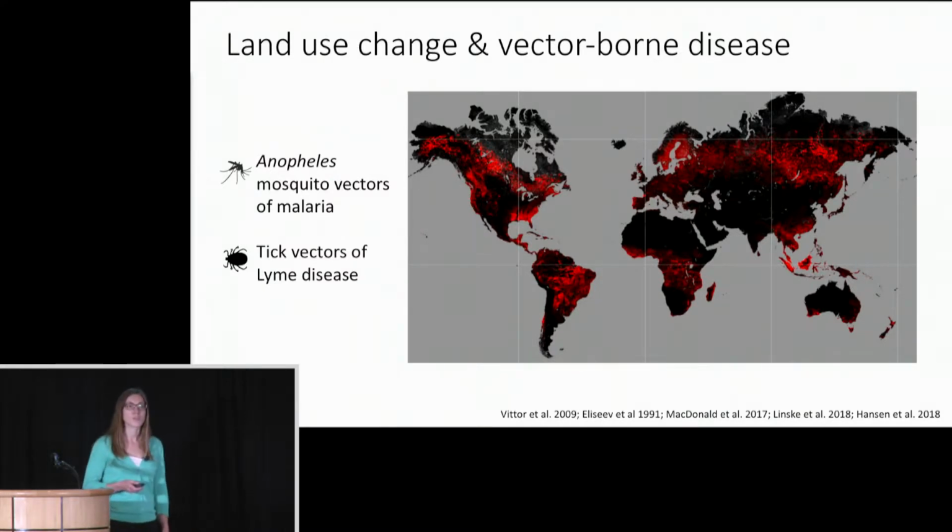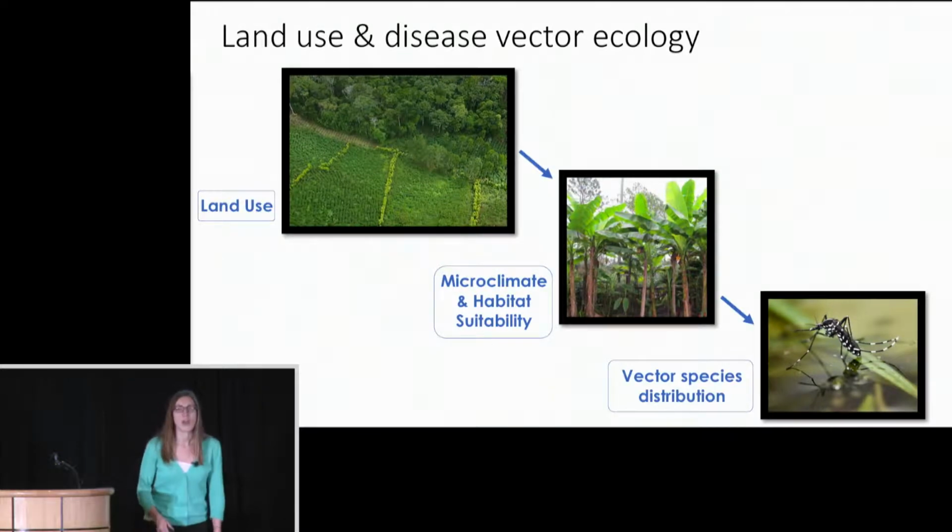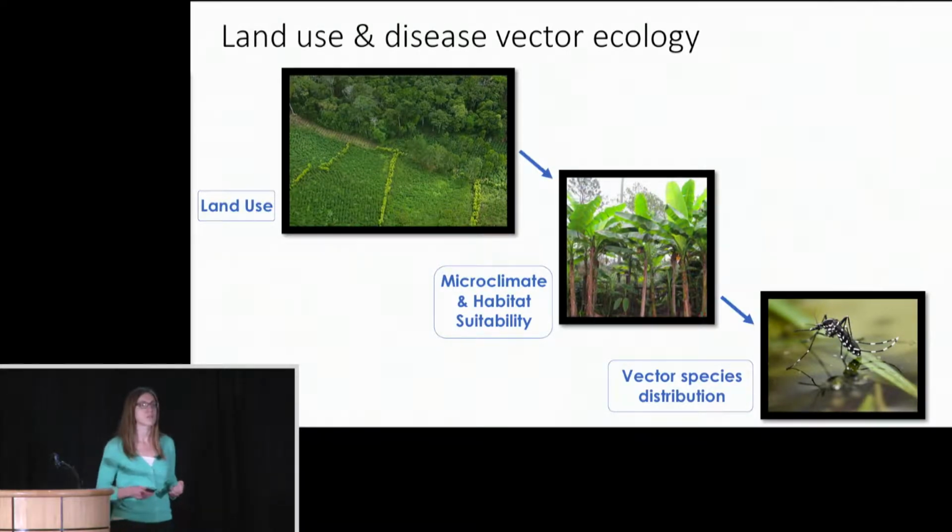Just to give a few examples, land use change has recently been linked to changes in the distribution of mosquito vectors of malaria and tick vectors of Lyme disease. And so a unifying theme of these studies is that the response of different vectors to land use change really depends on the unique ecology of each species. Does that change in land use shift microclimate and habitat conditions toward or away from the range of suitability for that species?